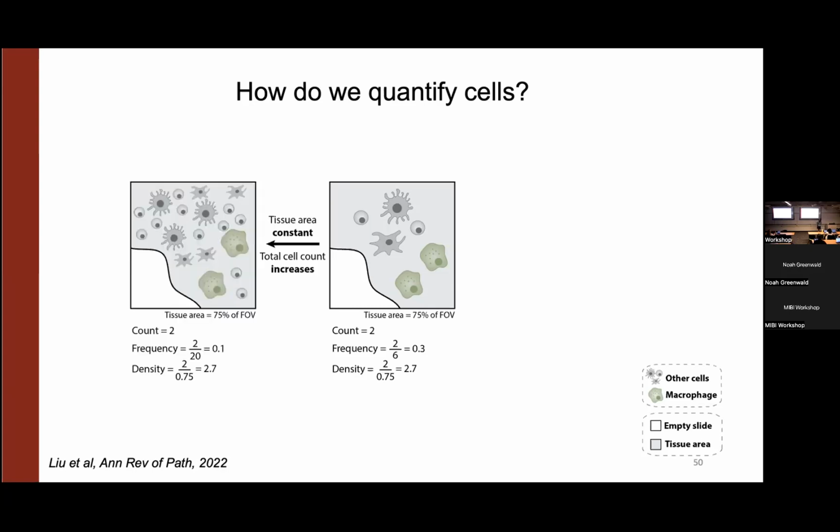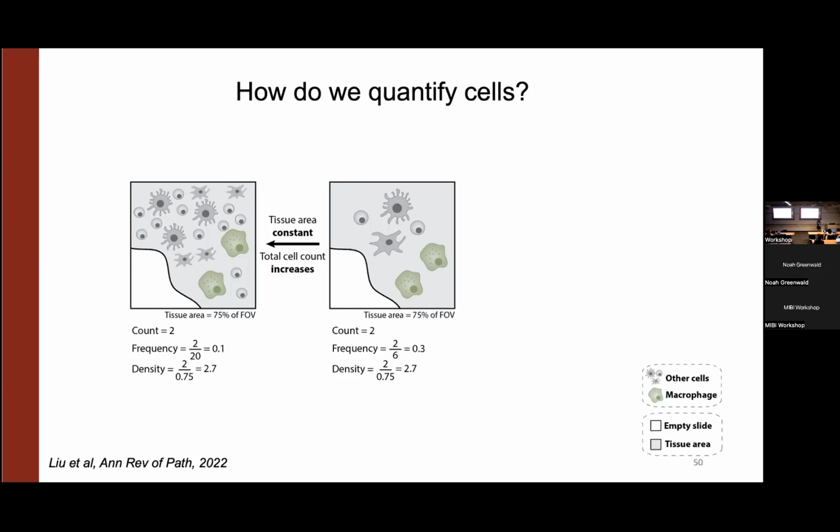Okay, so you might get the case where the tissue area stays constant, but the cell count increases due to like immune infiltration or some other process happening where the actual tissue stays the same, but you have a lot more cells. So in this case, the number of macrophages stays the same, but the frequency changes quite a bit because you have a lot more cells coming in. And the important thing to note here is that the density stays the same as well. So this is an example of a case where using either frequency or density would give you very different answers, right? In this case, it looks like if you're looking at frequency, that the macrophages are decreasing, whereas if you're looking at density, it looks like it stays the same.